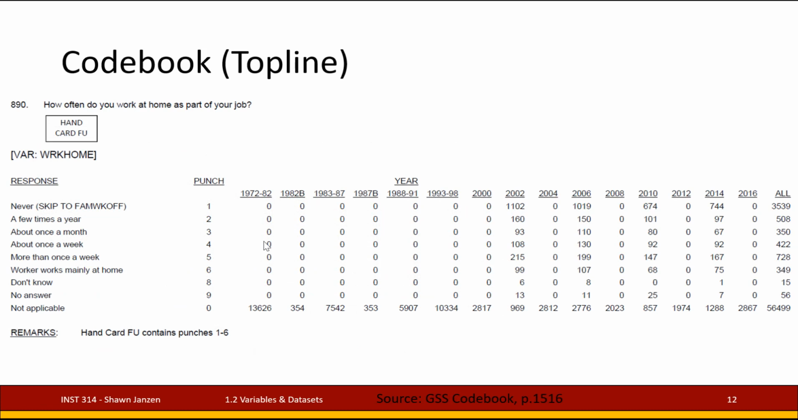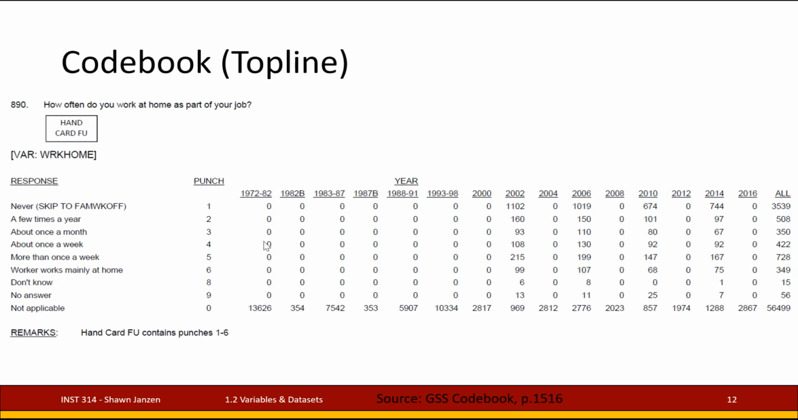Toplines show some introductory summary statistics, usually frequencies. In the case of what we see on the screen here, this is from the General Social Survey, and we see response options to this particular variable across different years that the General Social Survey was asked. But also what's part of a good codebook, and in this case the topline, is that it gives us the name of the variable, in this case WRKHOME for work home. The description would be for the question, how often do you work at home as part of your job?